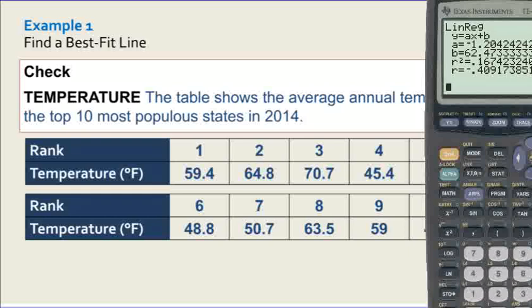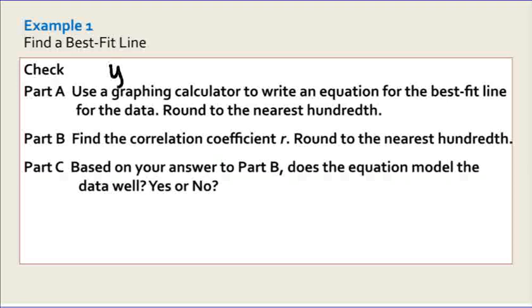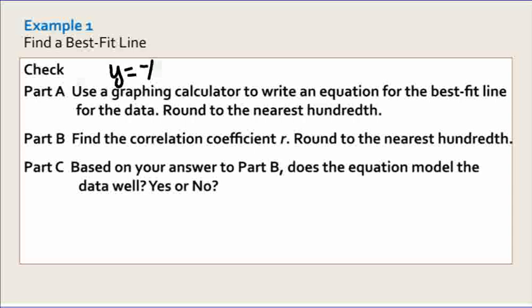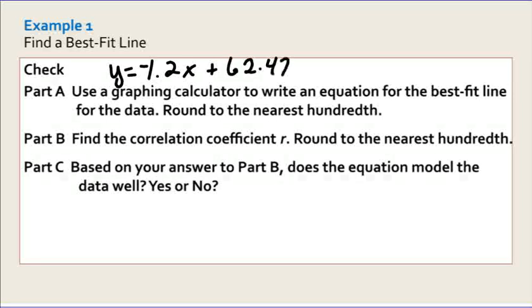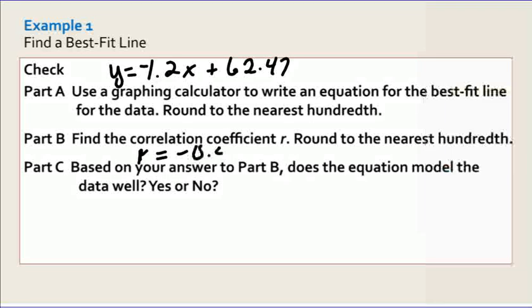So if we were to write the equation, let's go back to here. So our equation would be y equals negative 1.2x plus 62.47. Our correlation coefficient, the R, was equal to negative 0.41. Based on what we have, does it model the data well? No, it does not model well, because this is a weak correlation, below 0.5.